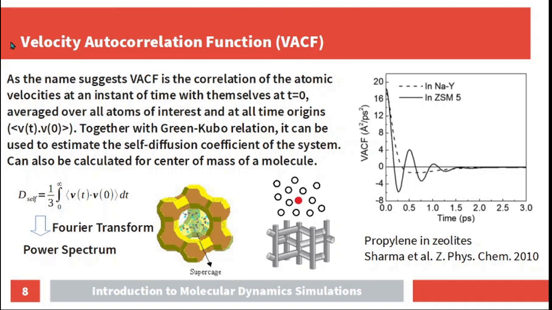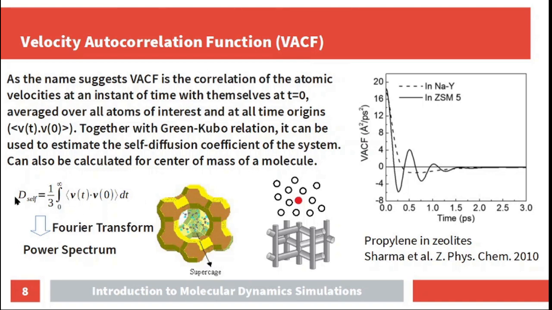Just like in mean square displacement, there is a Green-Kubo relation here, which can be used to estimate the self-diffusion coefficient of the system. In fact, one can show that this Green-Kubo relation is equivalent to the Einstein relation for mean square displacement. And again, just like mean square displacement, it can also be calculated for the center of mass of the molecule.